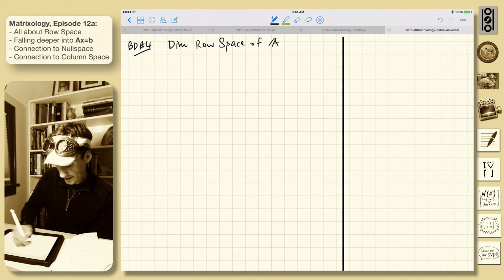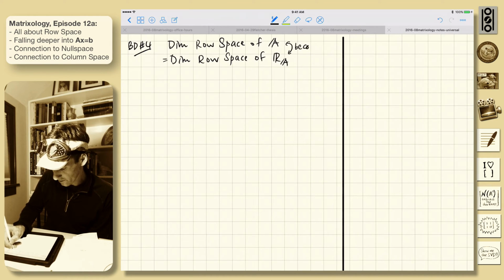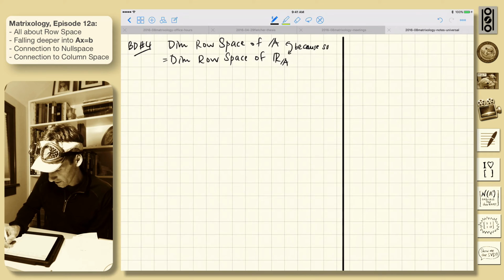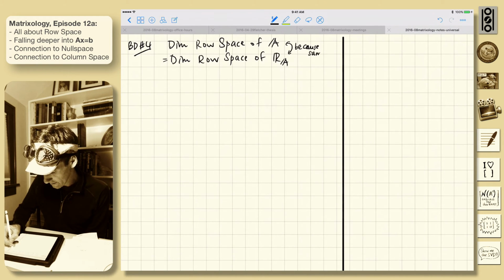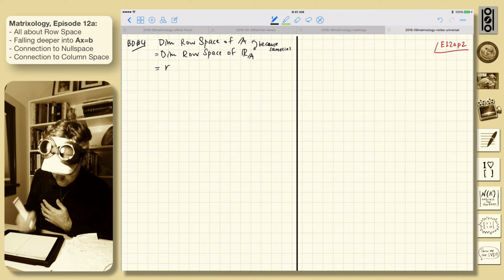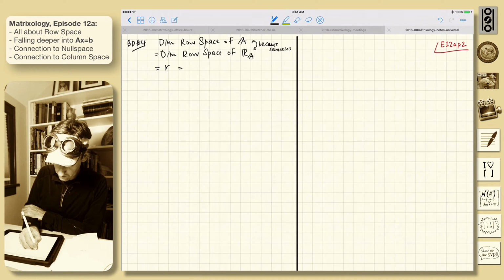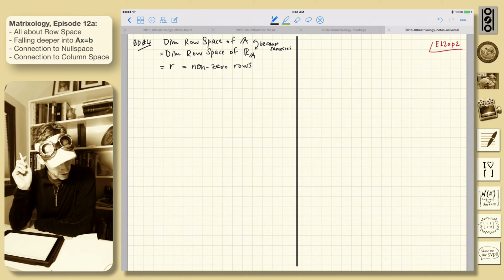you could write it like this, equals the dimension of the row space of the reduced row echelon form of A, because same zeros. And that's r. That's the number of non-zero rows, equals the number of non-zero rows. By definition. Suspicious, very suspicious. It should be very suspicious.